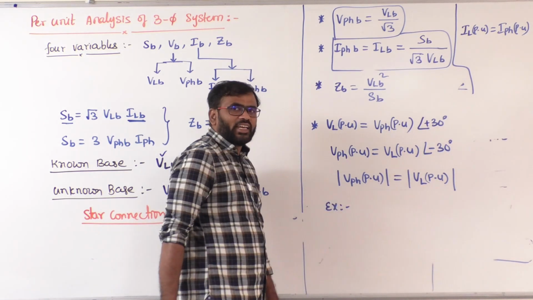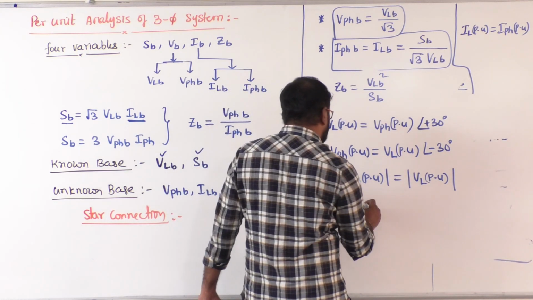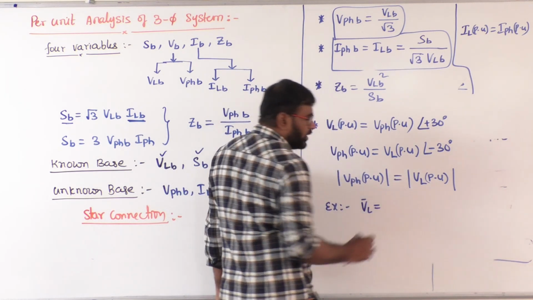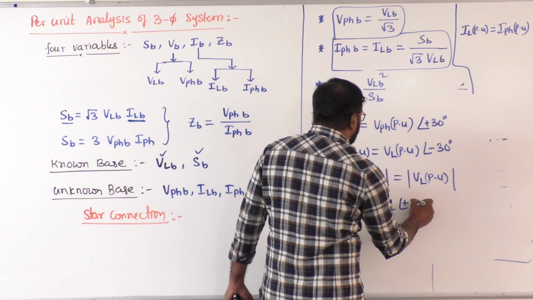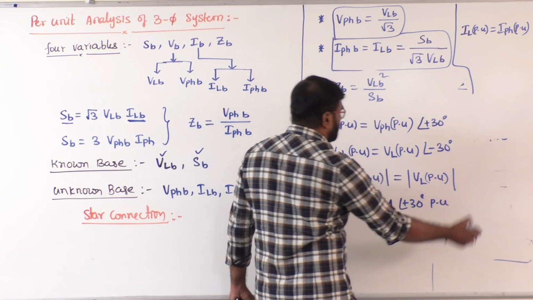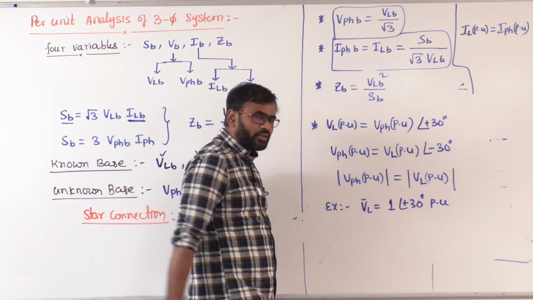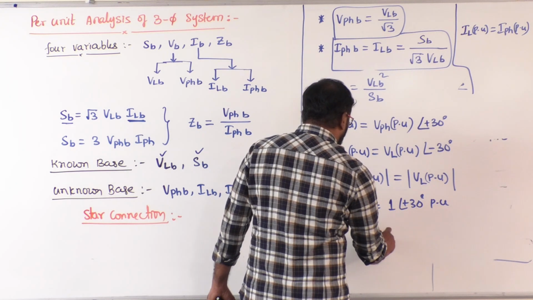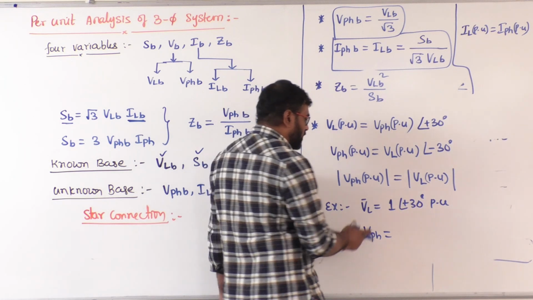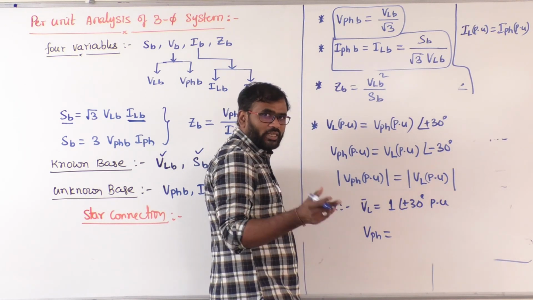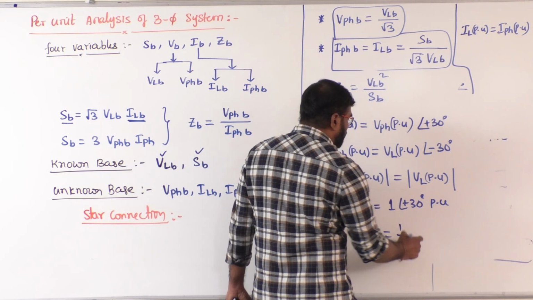In case of a star connected load, the line voltage is recorded as 1 at an angle plus 30 degrees in per unit. What is the phase voltage in per unit? What will people do? Simply, they will apply the actual relations. What is the actual relation? Phase voltage is line voltage by root 3. That means 1 by root 3.